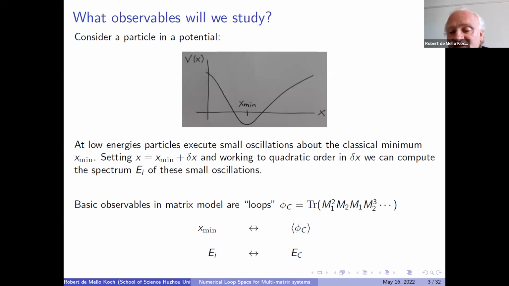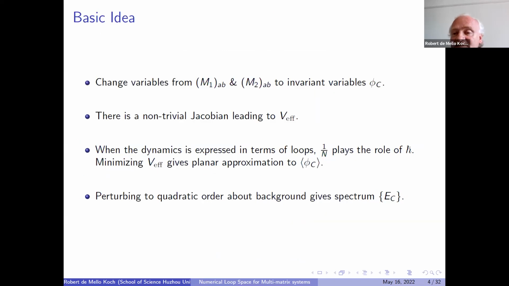And this amounts to the assumption that the number of matrices inside that trace is very much less than capital N when we take N to infinity. And then I would like to bump these loops and let them rattle around, and calculate the frequencies, the spectrum of those small fluctuations. So those are the two things I want to calculate: planar expectation values of loops and the frequency of small oscillations. I want to tell you the basic idea, and the talk is going to be about actually implementing this idea and showing you how it works.